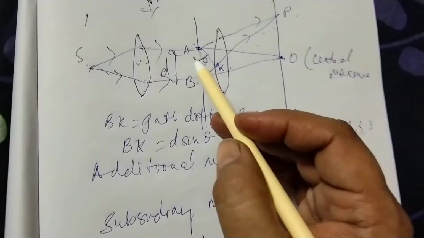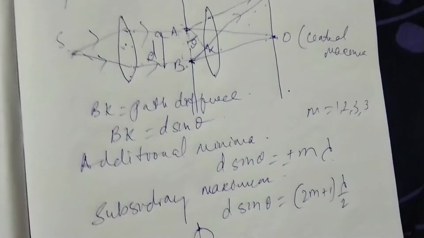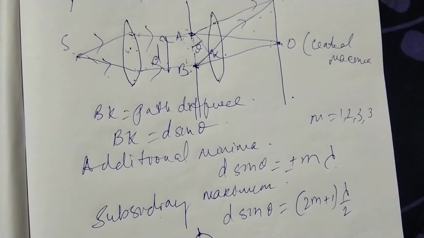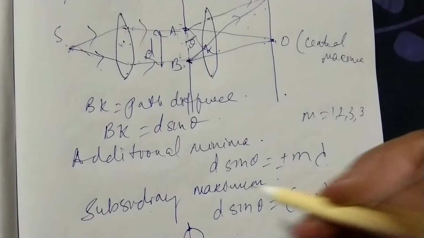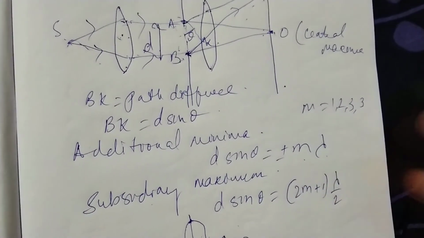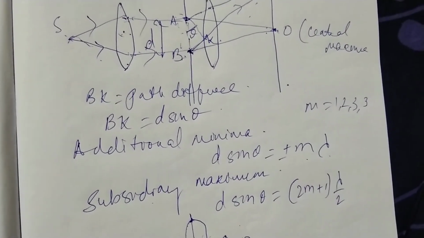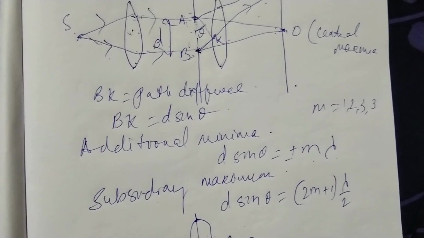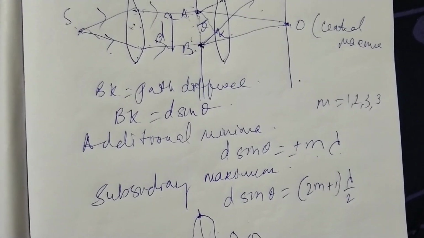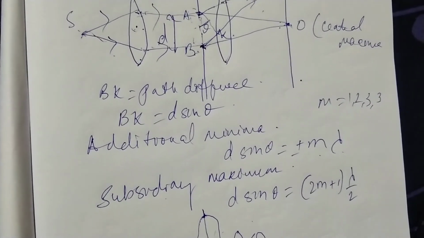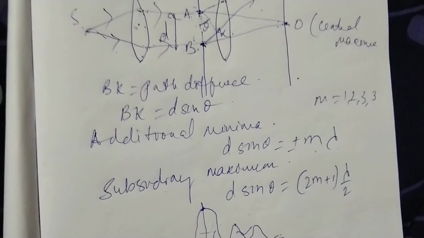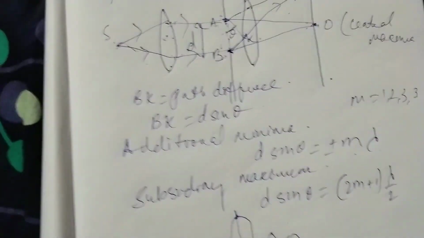What will happen if the slit is made narrower? We have seen that the first minimum is given by the formula d sin theta is equal to m lambda. The first minimum on either side of the central maxima occurs according to this relation. If the slit is narrowed, that is, the slit width is reduced, the angle theta will increase, and the angular spread of the central maxima will be more.